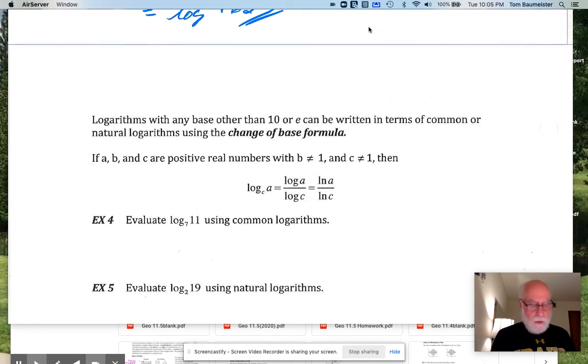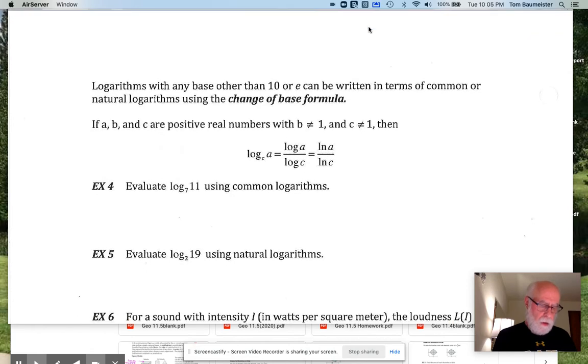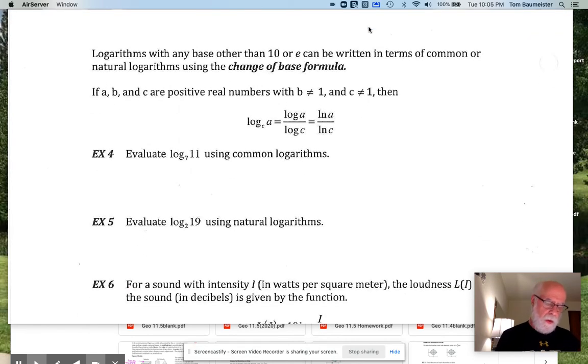Okay. Now this other one, on this one here, it says logarithms with any other base than 10 or e can be written in terms of common or natural logs using the change of base formula. If a, b, and c are real numbers with b not equal to 1 and c not equal to 1, then log to the base c of a is just equal to, kind of look at what they're telling you, the common log of a over the common log of c. Remember, that's going to kind of make that be log to the base 10, right? That's what common log is. Or we can say it's the natural log of a over the natural log of c.